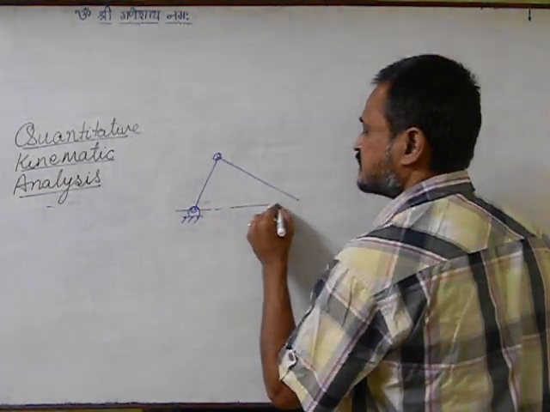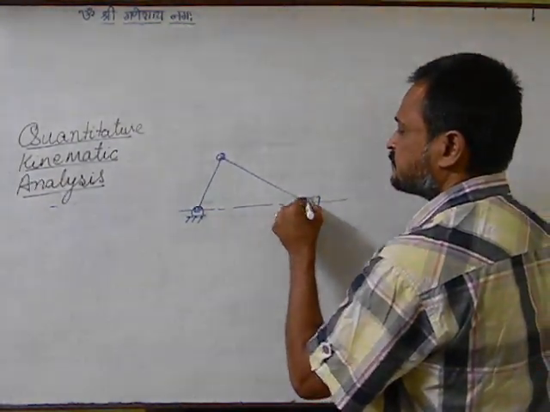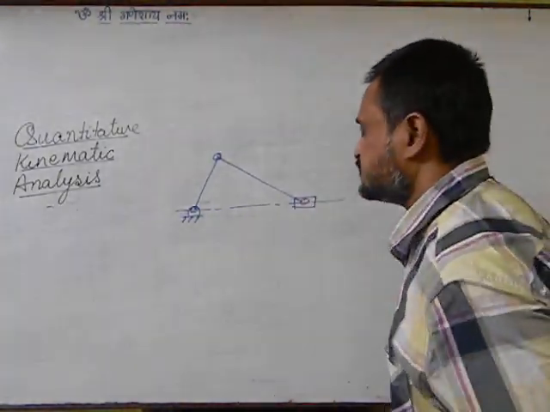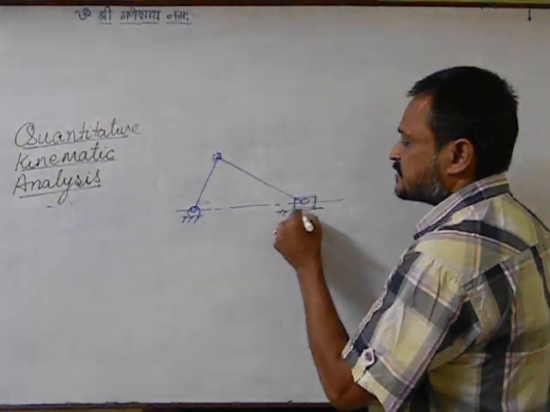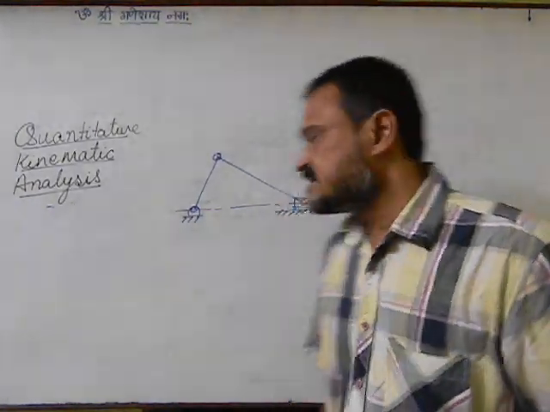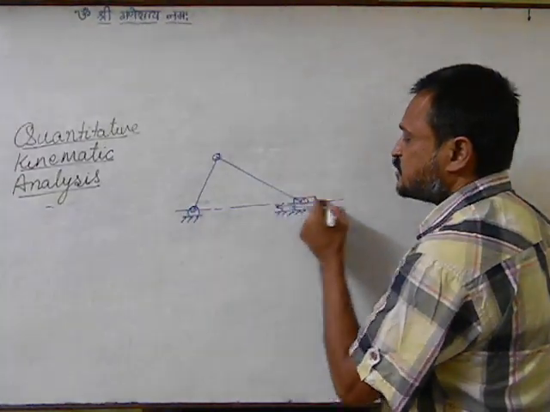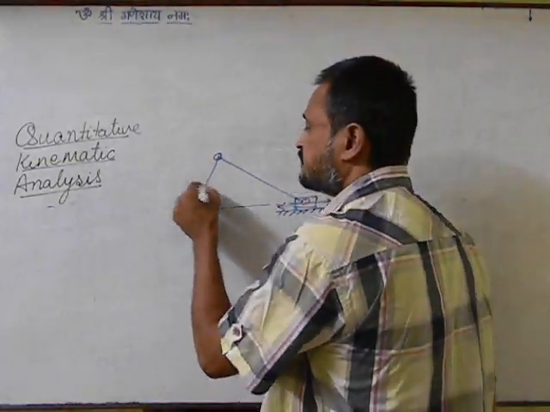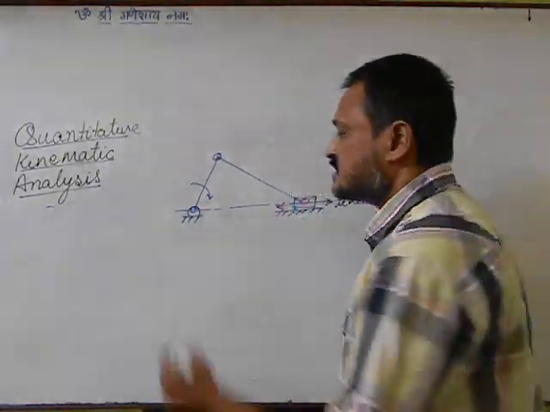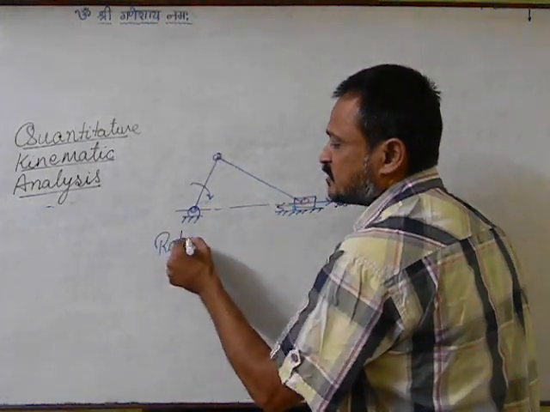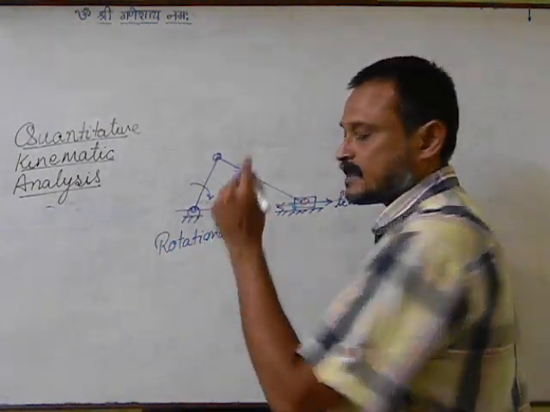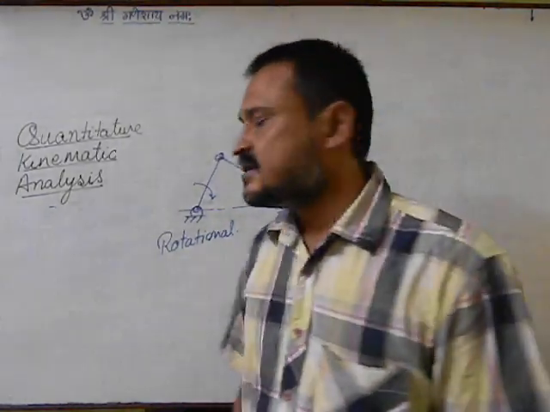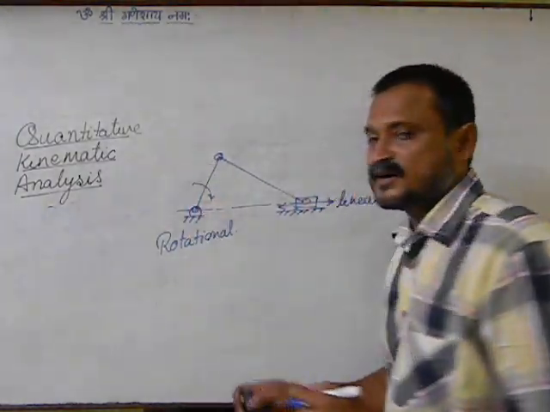Right now, if we see, this is one of the best examples to understand. Let us say this is a slider crank mechanism. Now if you see this slider crank arrangement, if you understand the motion of the slider, the motion of the slider is pure linear. Whereas if you try to understand the motion of the crank, the motion of the crank is purely rotational.